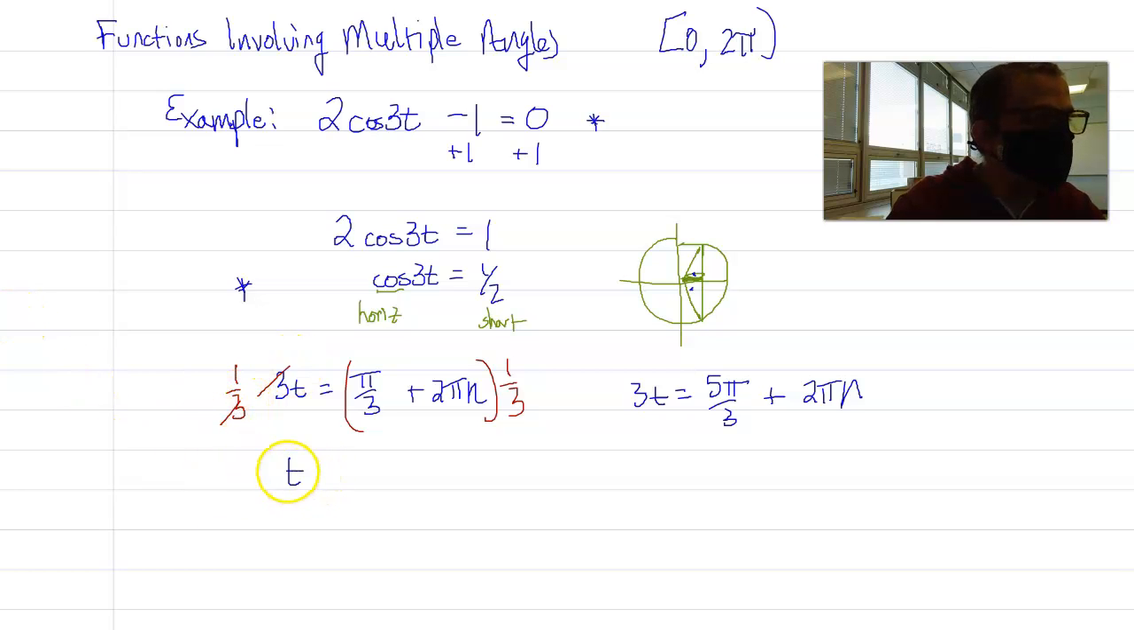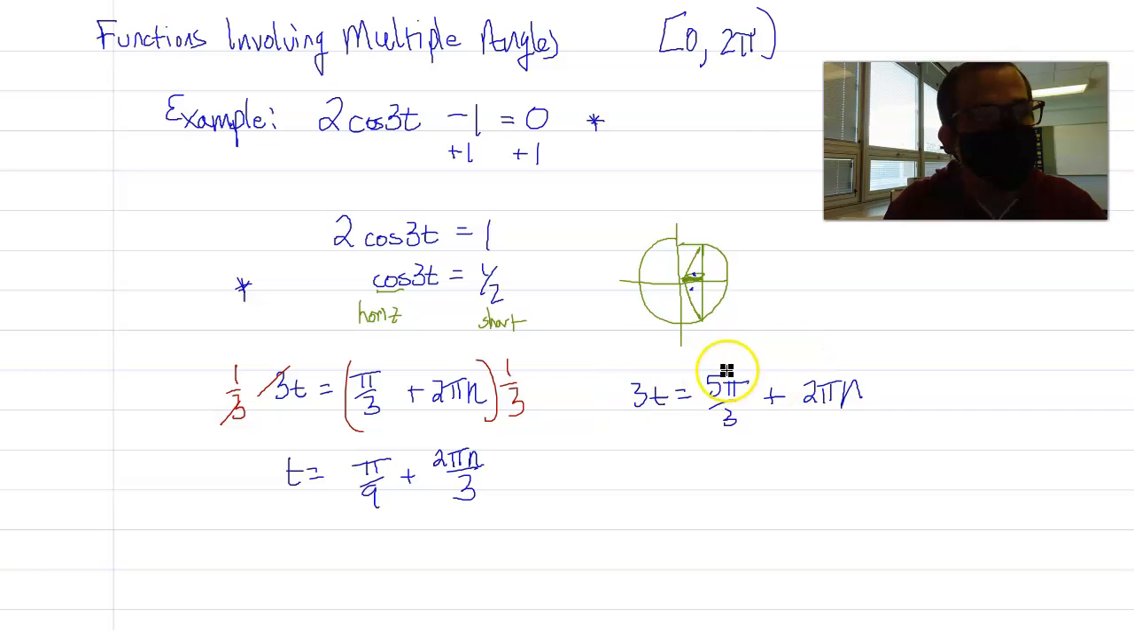And that means that t is going to equal... I'm going to triple that denominator. Pi over 9 plus 2 pi n over 3. And I'll do the same thing over here.